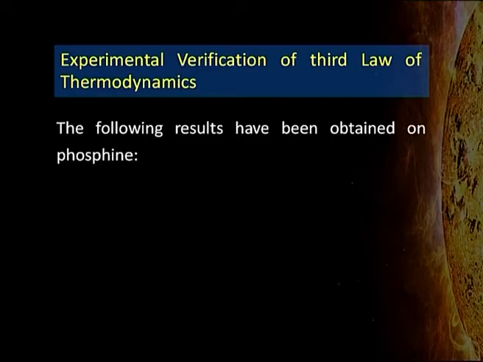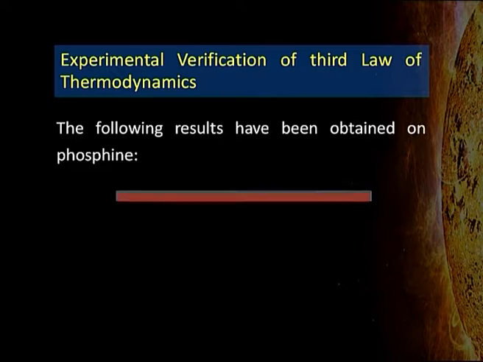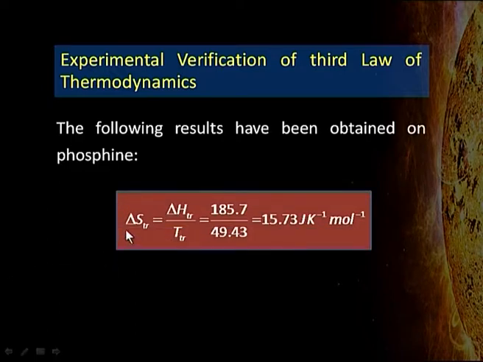Thus, both the crystalline modifications alpha and beta would have equal entropies at 0 Kelvin in accordance with the third law of thermodynamics. Experiments carried out on systems such as sulfur, tin and phosphine have demonstrated the validity of the third law. The following results have been obtained on phosphine. Delta S tr is equal to delta H tr upon T tr, equal to 185.7 divided by 49.43, which is equal to 15.73 joules per Kelvin per mole.